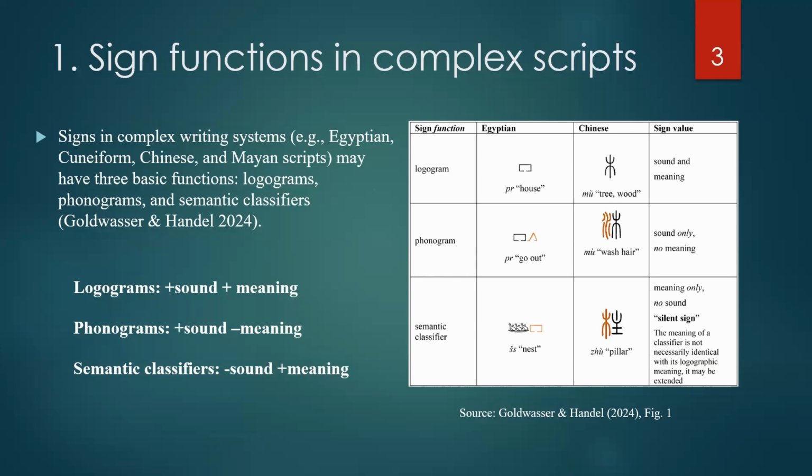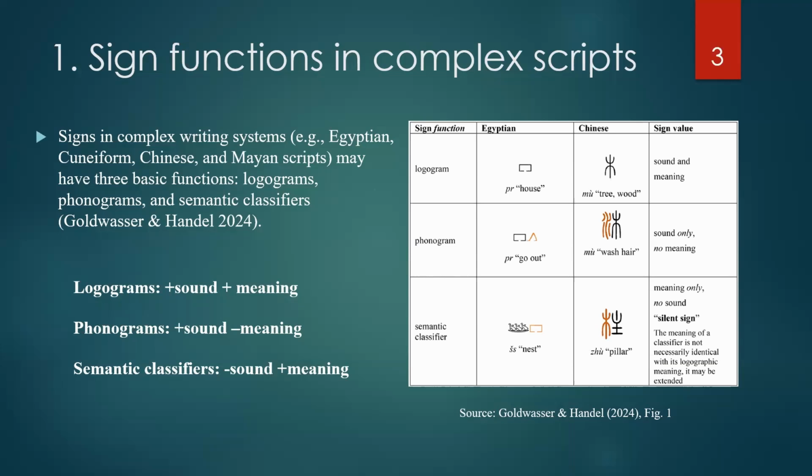Let's look at examples in the table. The sign in Egyptian script depicts a house or structure from a downward view. It functions as a logogram, carrying the sound value peh and the meaning house. Likewise, in Chinese script, the pictorial meaning of the sign is a tree. It functions as a logogram, having both the sound mu and the meaning tree.